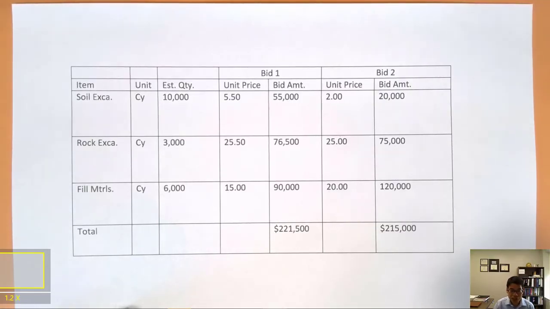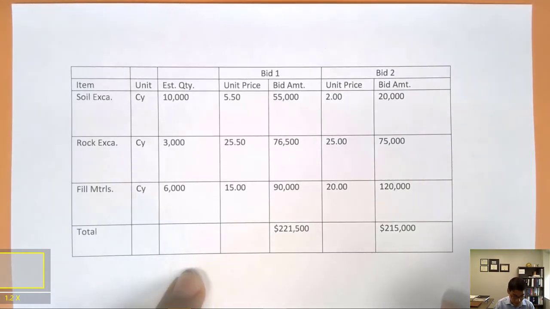In last week's lecture, we talked about different types of contract, and one of those is the unit price contract. For the unit price contract, we already said one of the disadvantages is that it can incur unbalanced bid. So in this video, I'm going to show you what an unbalanced bid is and how it works.